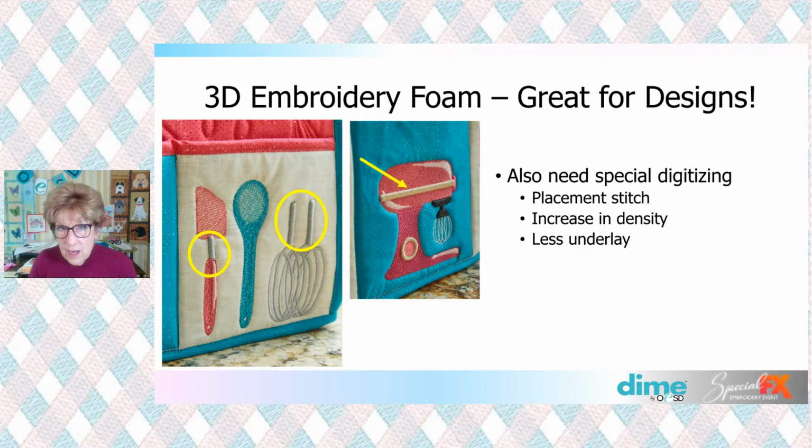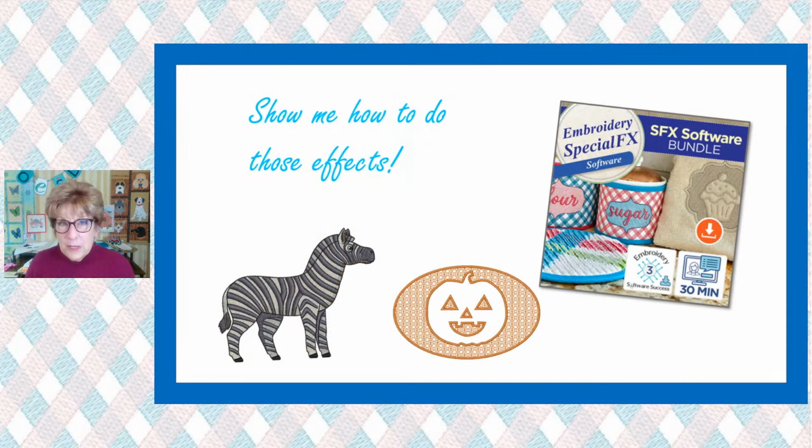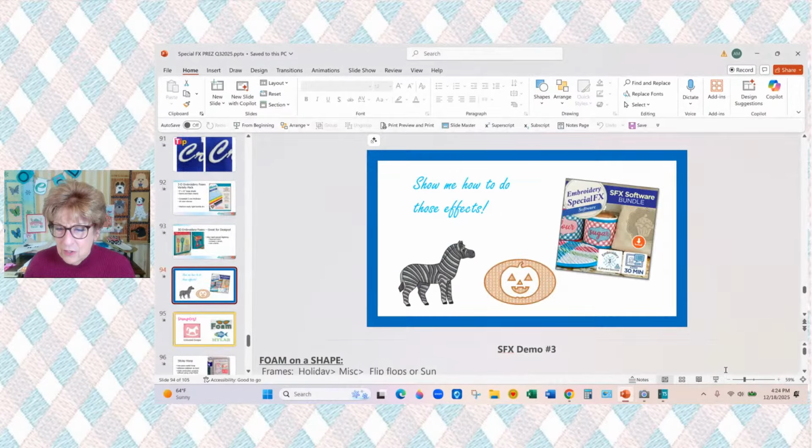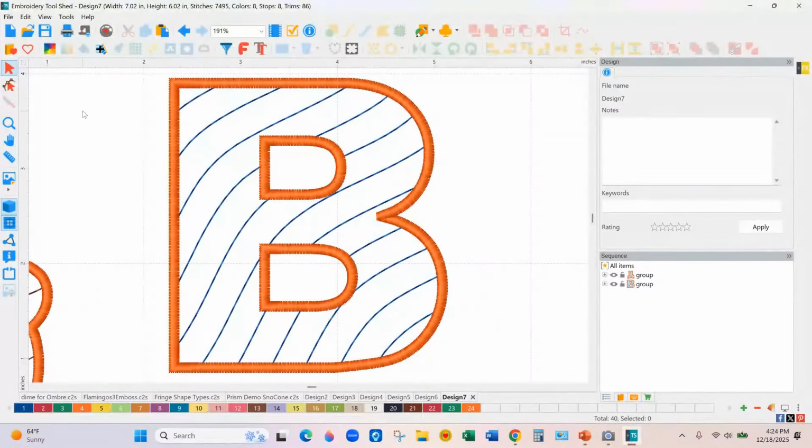And even in designs, it needs special digitizing because you need a placement stitch, you need a special density, and you need a different underlay. So you've got so many of these effects already in the software. So let's bounce back to the software and let's see some of these.